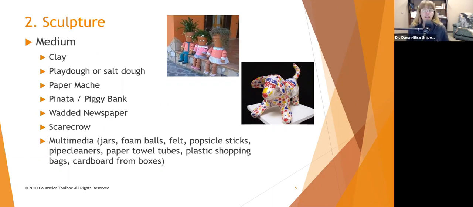You can use felt, popsicle sticks, pipe cleaners, paper towel tubes. I'm big on upcycling, if you hadn't picked up on that. Plastic shopping bags, cardboard from boxes. I break down all of my boxes, especially the ones that are just brown boxes, and we use those for all kinds of different activities and as backings for different collages.